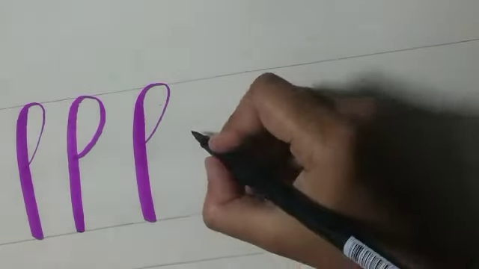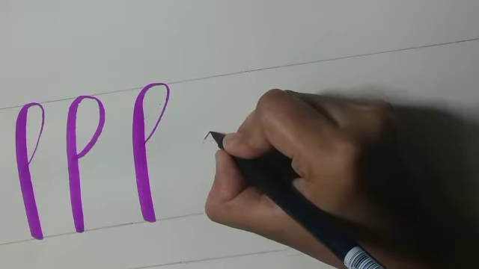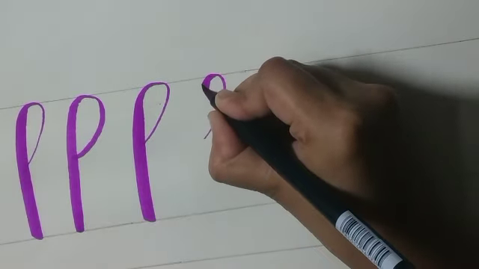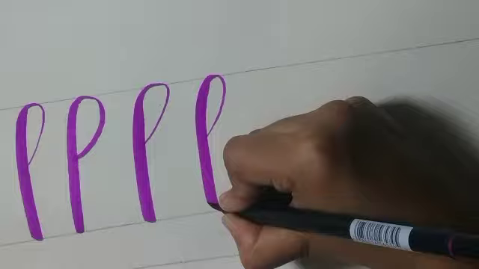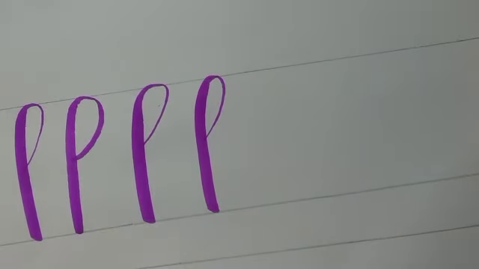So guys, keep trying and keep them all going on the same angle as you work on them. And consistency is the key with calligraphy.